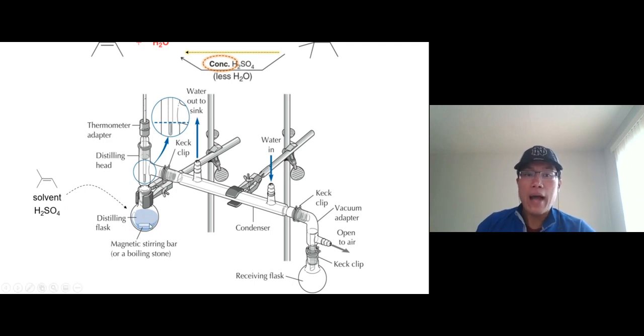And once the product is formed, the product usually has a low boiling point. It will vaporize and come up here. It hits the thermometer. This is the thermometer. You can actually read the boiling point of the product, and you know the product is coming out. Okay. And it goes through a condenser where you have water in, water out. Keep the system cold. This hot vapor will condense, and then we receive it in a receiving flask. That's how we do it.